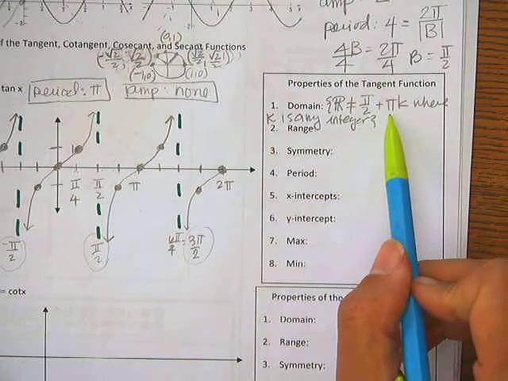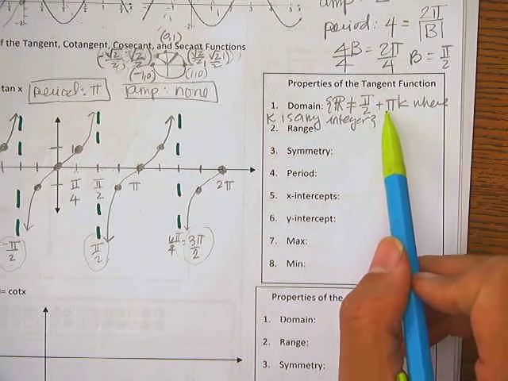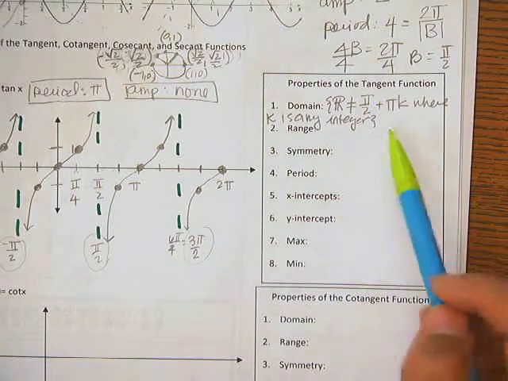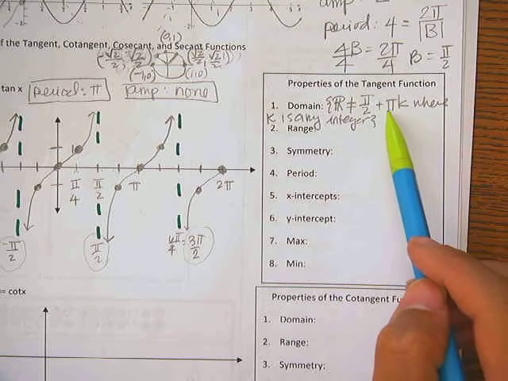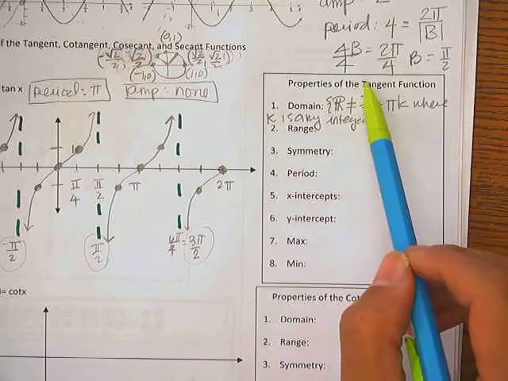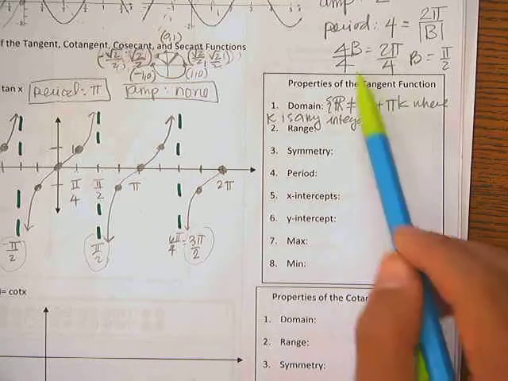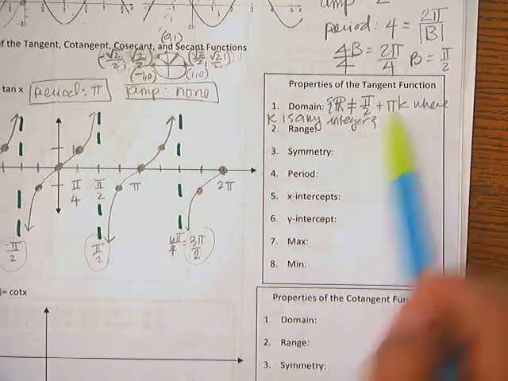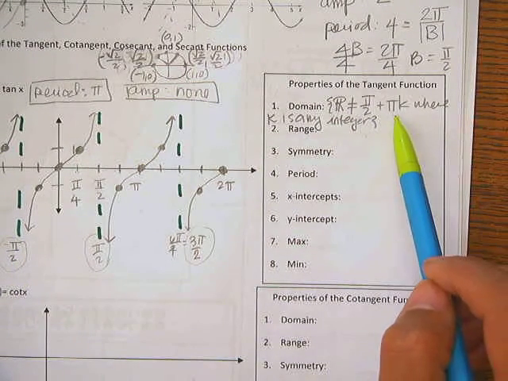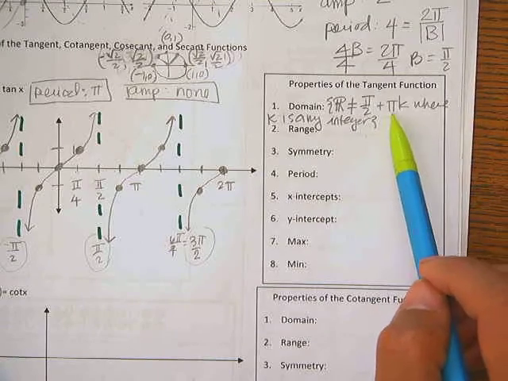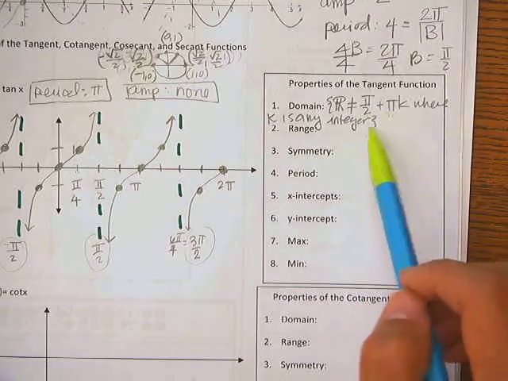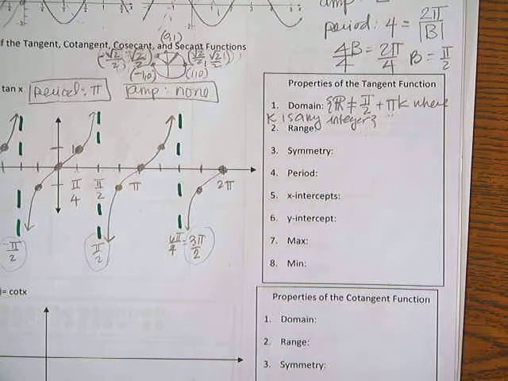So let's test out when k is 0. When k is 0, am I excluding pi over 2? True. When k is negative 1, negative 1 times pi is negative pi, plus pi over 2, that's negative pi over 2. That is true. I am excluding it. When k is positive 1, 1 times pi is pi. Pi over 2 plus pi is 3 pi over 2. So far, so good. It works.